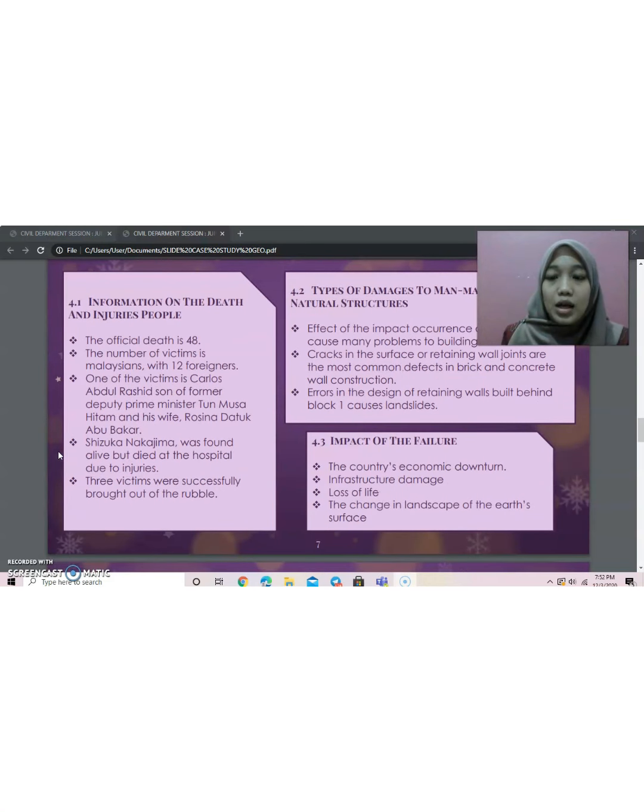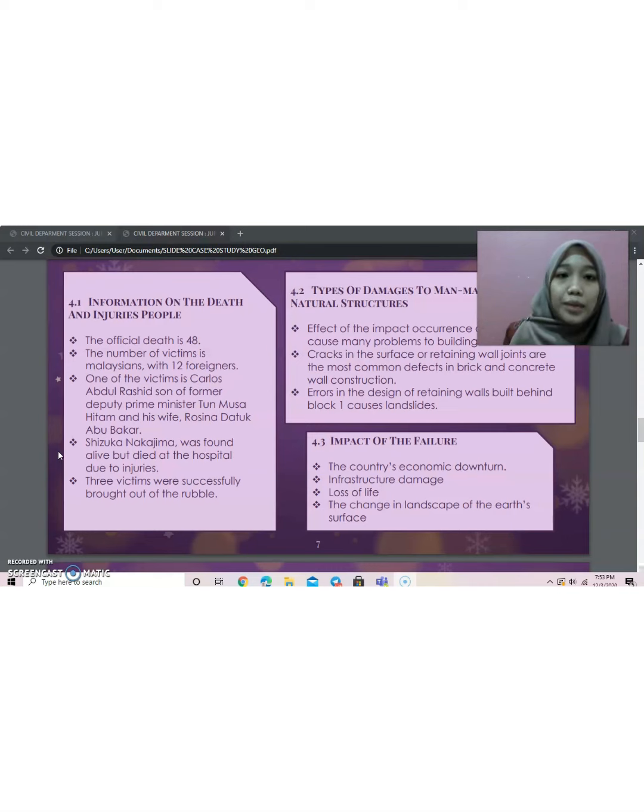Information on the dead and injured people. The official death toll is 48. The number of victims is Malaysian with 12 foreigners. One of the victims is Carlos Abdul Rashid, son of former Prime Minister Tun Musa Hitam and his wife Rosina Datuk Abu Bakar. Shizuka Nakajima was found alive but died at the hospital due to injuries. 3 victims were successfully brought out of the rubble.